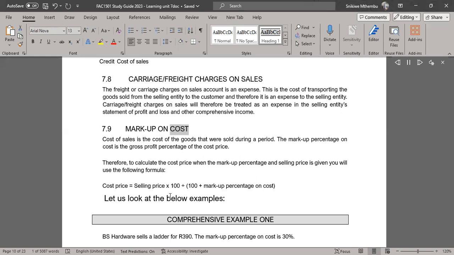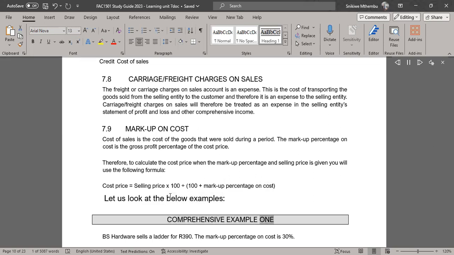7.9 Markup on cost. Cost of sales is the cost of the goods that were sold during a period. The markup percentage on cost is the gross profit percentage of the cost price. Therefore, to calculate the cost price when the markup percentage and selling price is given, you will use the following formula. Cost price equals selling price x 100 divided by 100 plus markup percentage on cost. Let us look at the below examples.